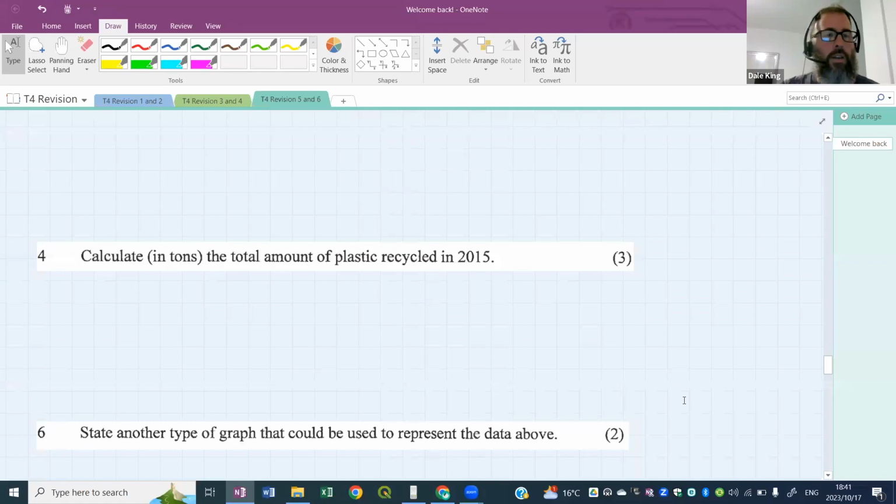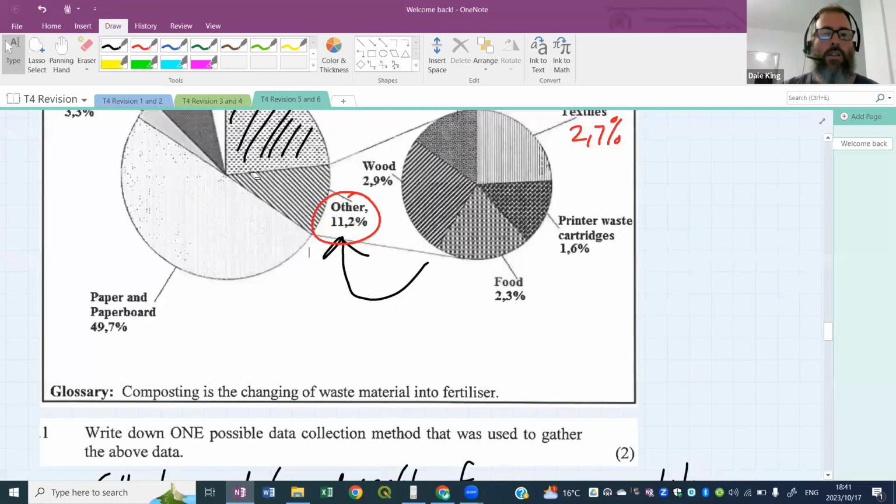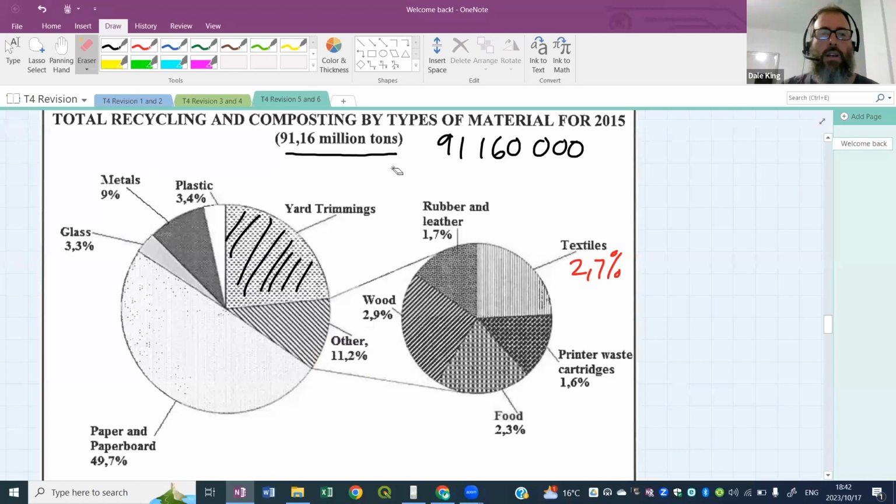Here we go. Question 4. Calculate in tons the total amount of plastic for 2015. There's the data. There it is, all in front of you. Calculate in tons the total amount of plastic. Can you see where plastic is? They want to know, what is that piece of the pie in tons? Shouldn't take you long to try and get that one.